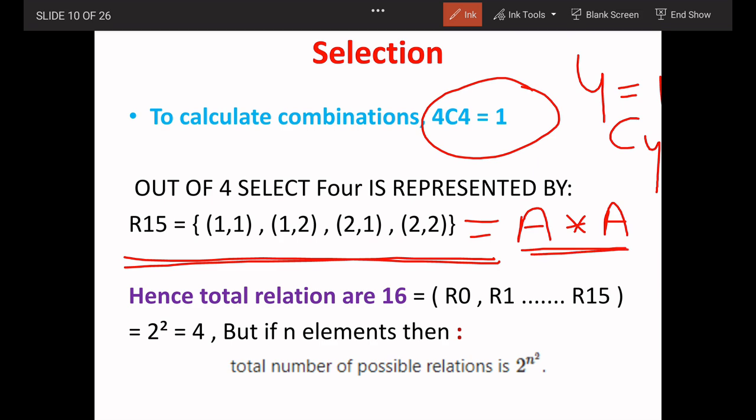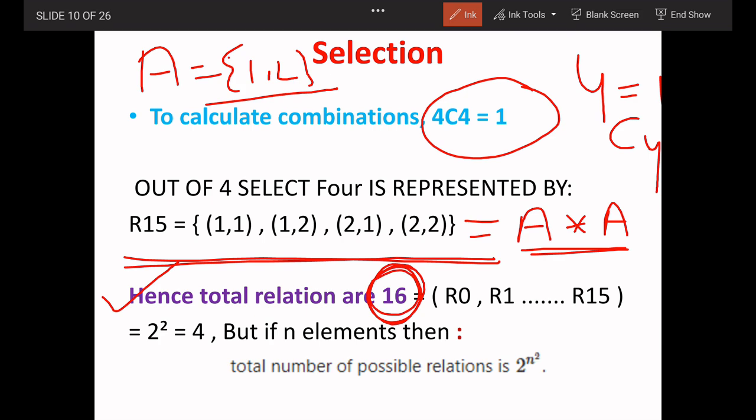So now the question is coming in your exam. The first question: if in A there are 2 elements, 1 and 2, so the total is equal to 16 relations. If there are a total number of n elements, then how many relations are there? This is 2 to the power n square. This is very important, comes in GATE and NPTEL exam. Now, do you understand what this is?